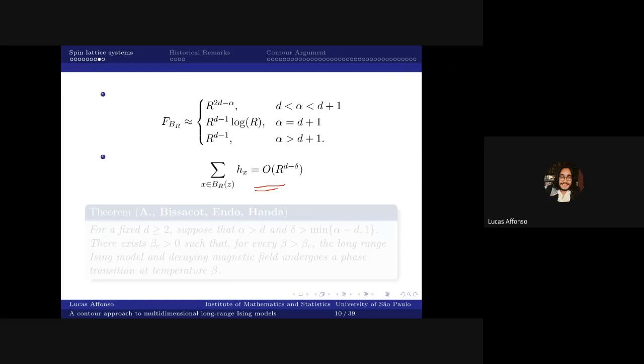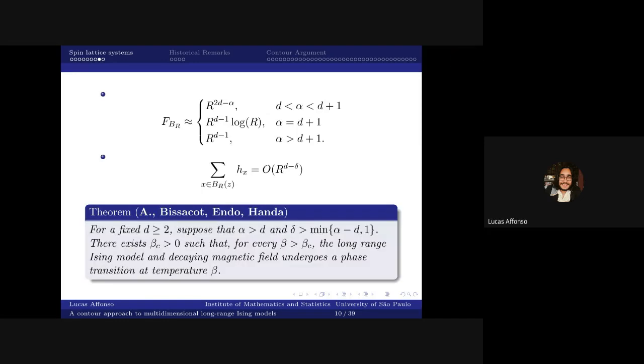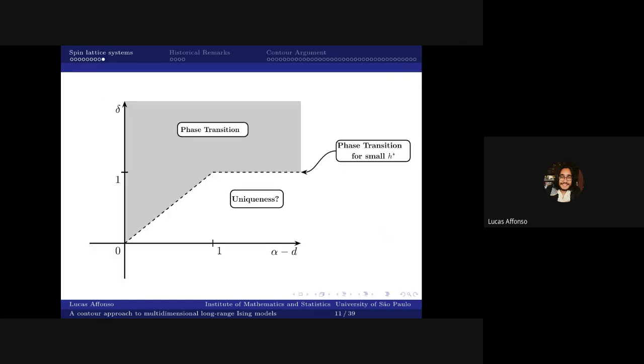You can guess that the right theorem to prove the phase transition is this one, and it's easier to explain by the following graph. On this axis we look at alpha minus d, and on this axis we see the decaying parameter of the decaying field. What we proved is that in all the gray region of the parameters, we have phase transition. On this dashed line, we need to assume that the constant h star must be small. I forgot to mention that this constant h star is positive.